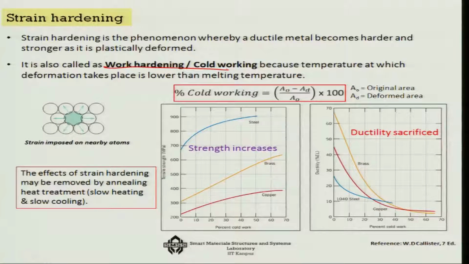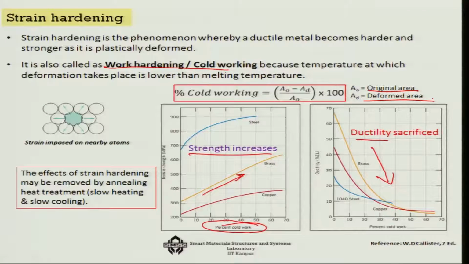You can see here how the percentage of cold work changes the strength: the strength is increasing, but the ductility is sacrificed in this process. You can measure the percentage of cold working. If you know the original area and the deformed area, then you know how much cold working has taken place, and there are ready-made charts from which you know how much strength increase you can expect from the strain hardening.